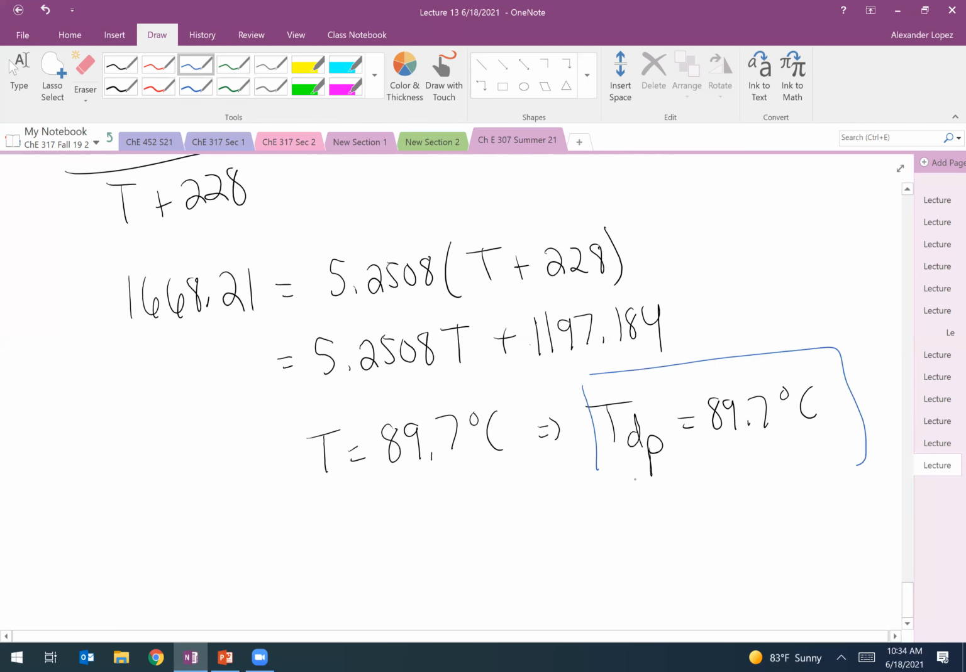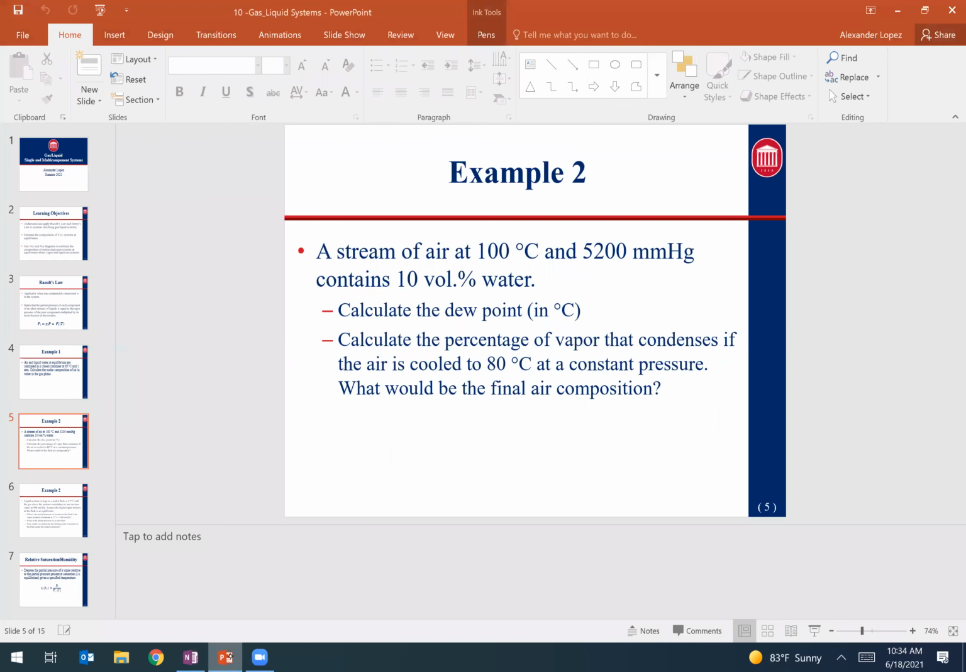So I should have liquid formation. My temperature hits 89.7 degrees C. Everyone following so far? All right, so then the next part of the question. The percentage of vapor that condenses if the air is cooled to 80 degrees C at a constant pressure. What would be the final air composition?